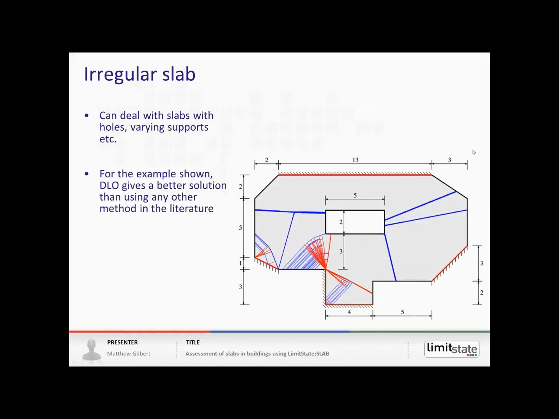A slightly more complex problem of the sort you might see in a building. Here we've got a variety of support conditions and also a hole, and you can see that we get quite a complex yield line pattern in this case. Difficult to identify this mechanism by hand, certainly, and we find that we can predict the true load carrying capacity of this slab more accurately than any other method that we've found in the literature.